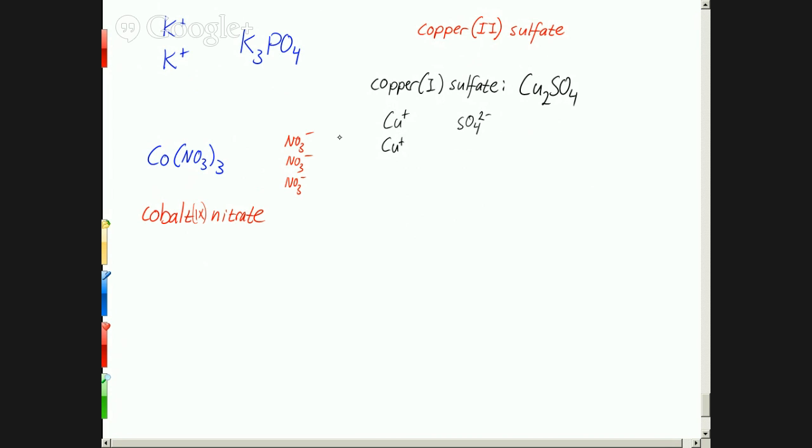All right, each of those is minus 1. So does that change what you put in the parentheses? What do you put in there then? 3. Because we need a 3 plus on the cobalt to balance out the 3 minus on the nitrate.